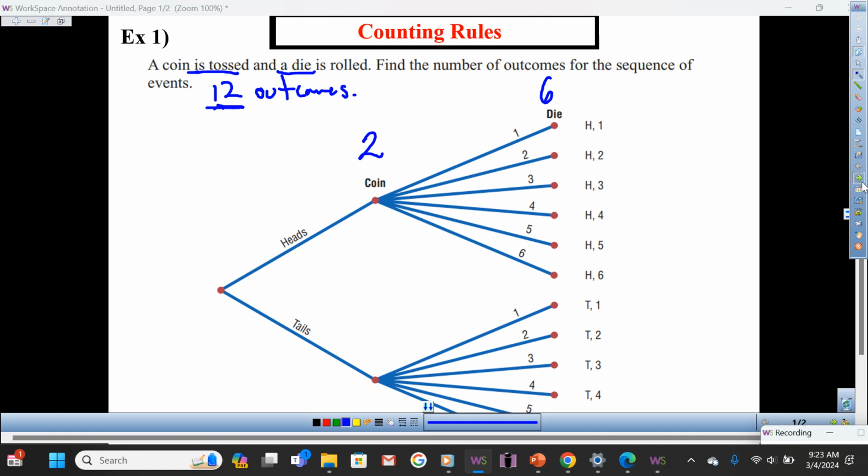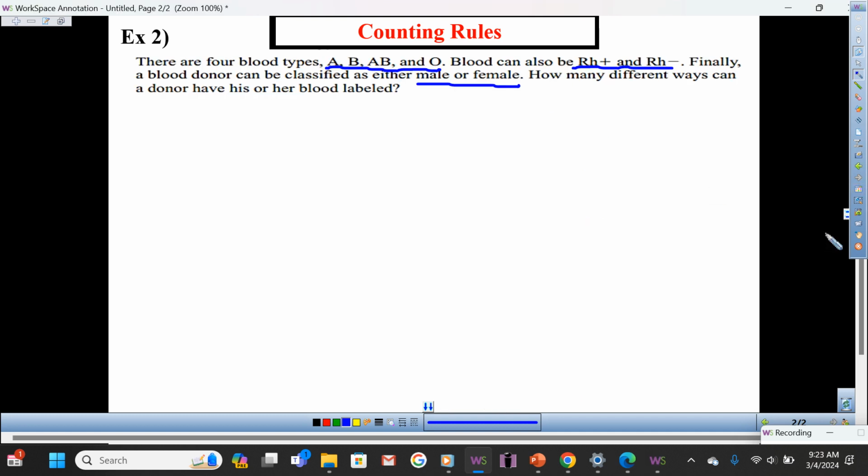How many total outcomes do we have for that one? Talk it over with your neighbor. Let's see if they can look at it. By now they catch it. Fundamental counting rule. Looks like Jaden's got it. Diego's got it. All right, Diego.